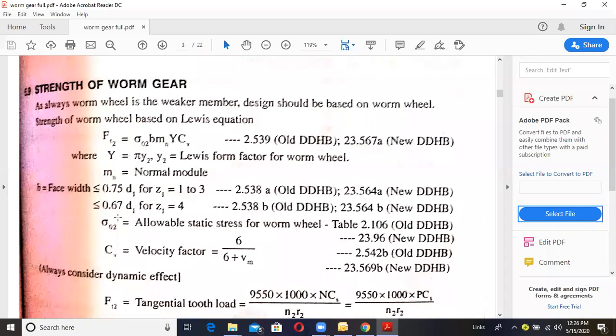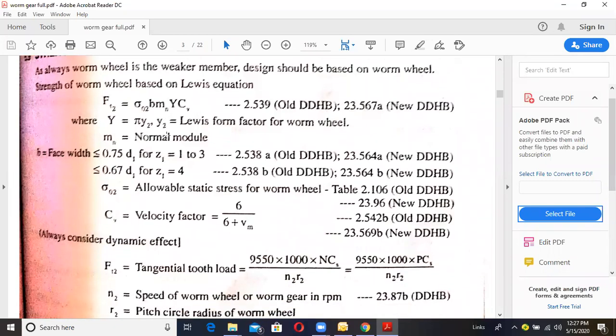Sigma naught 2 is the allowable static stress of the worm wheel. From table 23.96 we are taking it, and Cv we are calculating directly by using the formula 6 divided by 6 plus Vm. From these equations, numbers or tables, you will get all these formulas. This is the formula given by Levy's equation. Understood? Yes, sir.